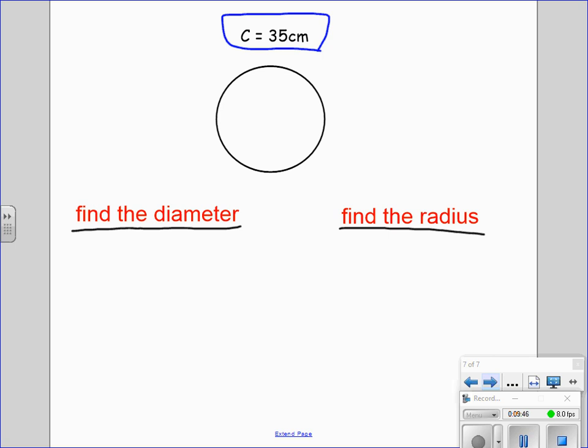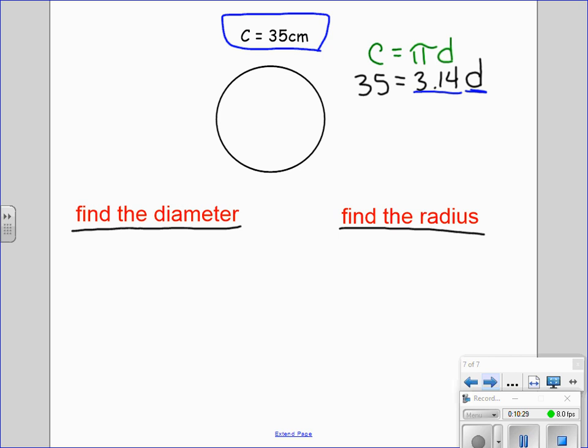All right, so what are we going to do with this? We're going to use the same formula, C equals pi d. And in this case, we're given the circumference. So the circumference is 35, which is equal to 3.14 times d. Now remember, in algebra, if you've got a number attached to the letter through multiplication, then we do the opposite and divide to get rid of it and get d isolated all by itself.